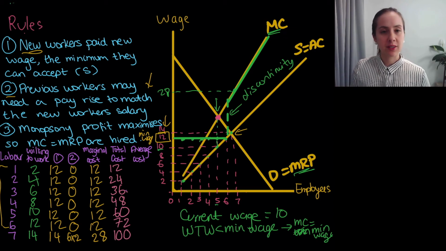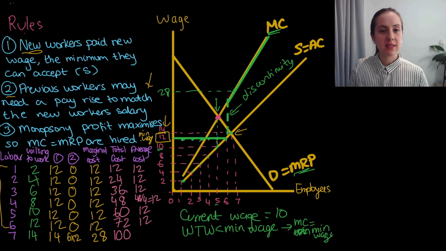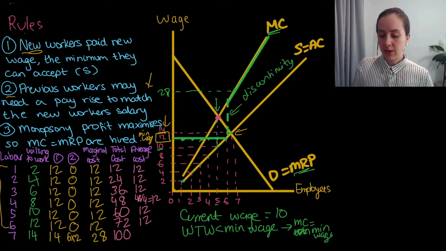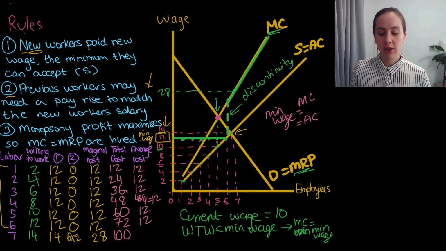From this, we can work out the average cost. So to hire the first worker is 12. So I'm just doing 48 divided by 4 equals 12. That's 12 and that's 12. And we see something really cool here, that so long as everybody is being paid the minimum wage, we've learned that that equals your MC, so all the people who are willing to work at that, and it also equals the average cost.